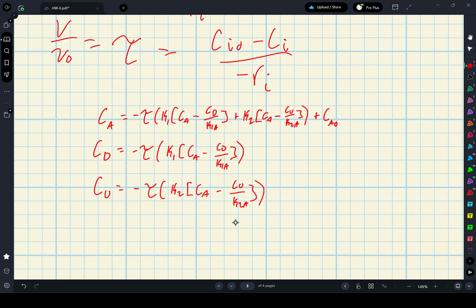Okay, so here are the equations for how the concentrations are going to change in a CSTR as a function of your residence time, as well as just your C of A. This is where we then plug this into the MATLAB code.